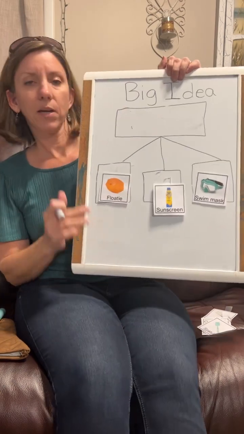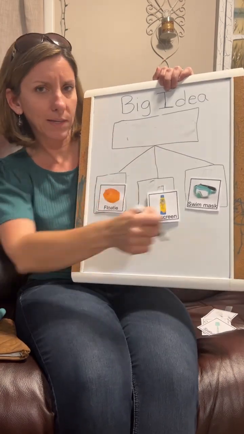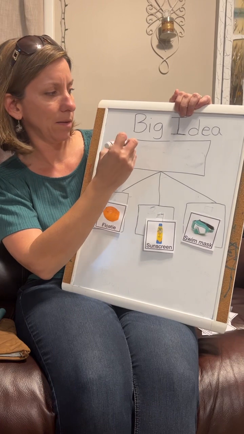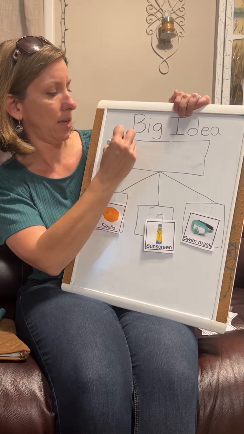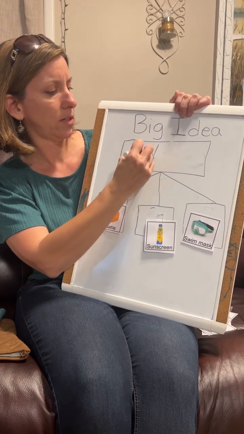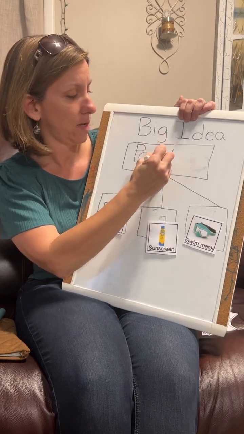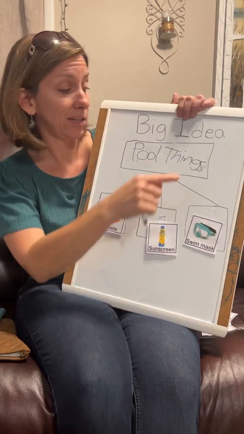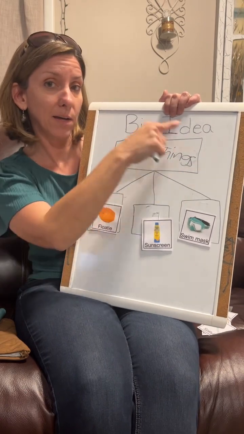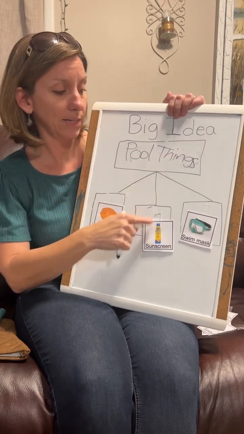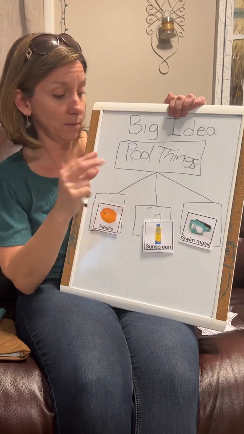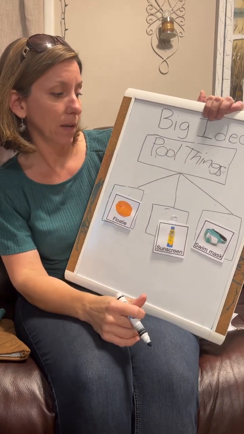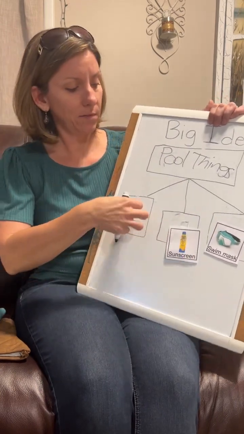So I would say, okay, what was the big idea again? What are these things all about? What is the big idea? And they would say pool things, or things you take to the pool, or maybe to the beach. I'd say yes. So the big idea is in the top box here, and then there's a line going to each of the items, or the smaller things that were in the bag. So then I would set that aside just for a minute.